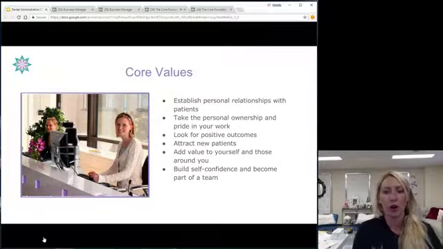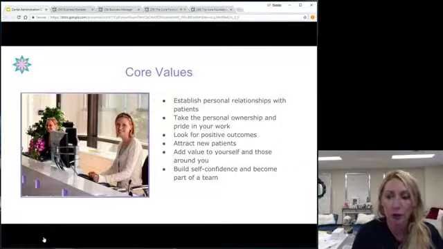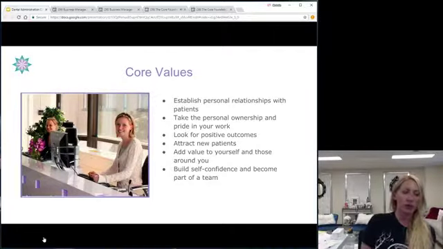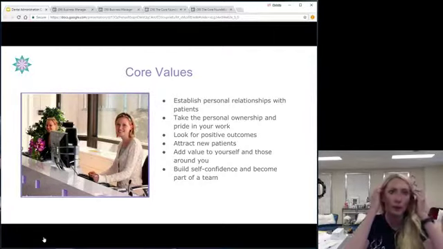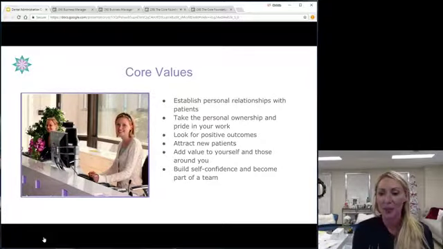And these are just some of our core values. Establish personal relationships with patients. Take personal ownership of your pride and work. We teach a lot about being accountable, having everything you do be with integrity, and taking personal responsibility for your job and the things that you're assigned to do within that job.